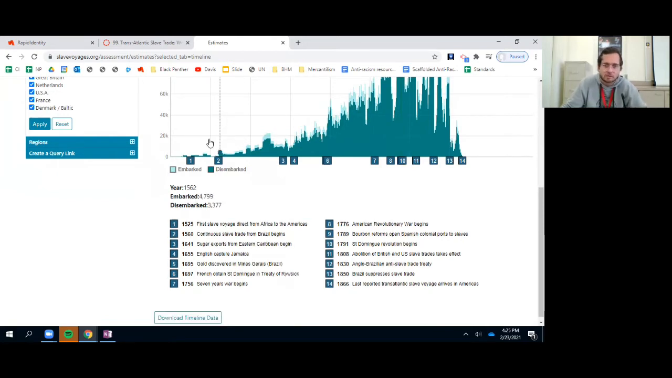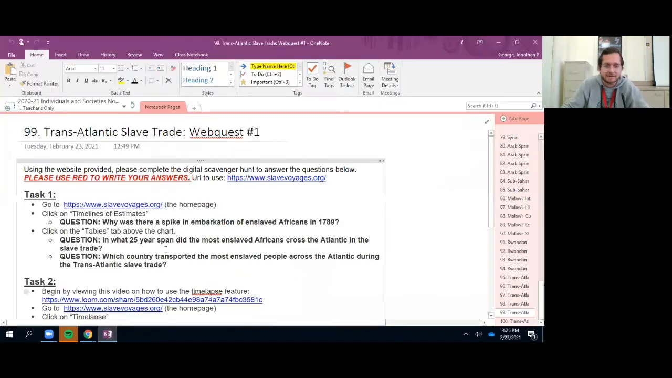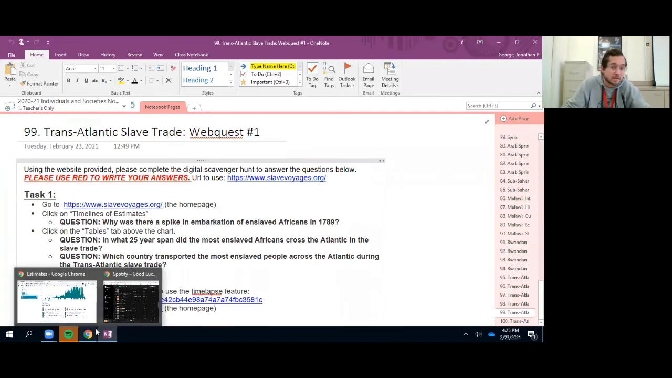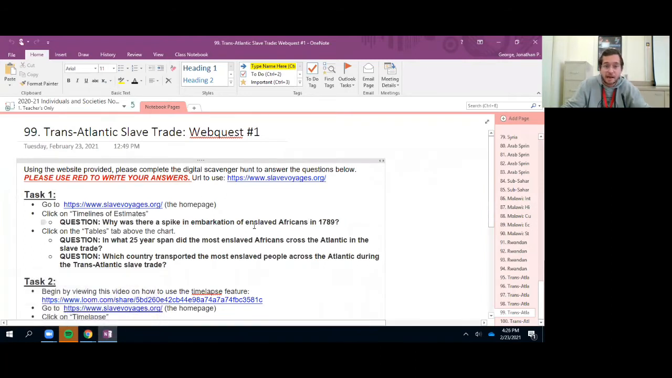So I guess we're going over this first one together here. So we're looking at that. There's a spike in embarkation because all of a sudden the Spanish ports were open to slaves. So now you just have an increased amount of slaves in 1789.